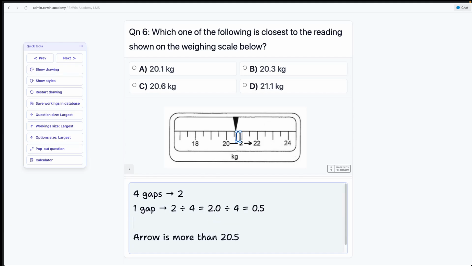Okay, so if I were to just put it here, arrow is more than 20.5, but less than, not 20, but 21. Okay, so in this case, the answer that is closest to this sentence is 20.6. There you go. So that's the answer.